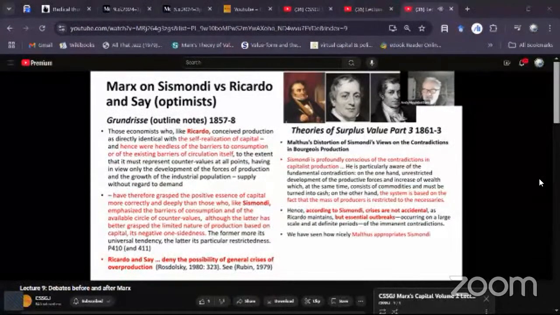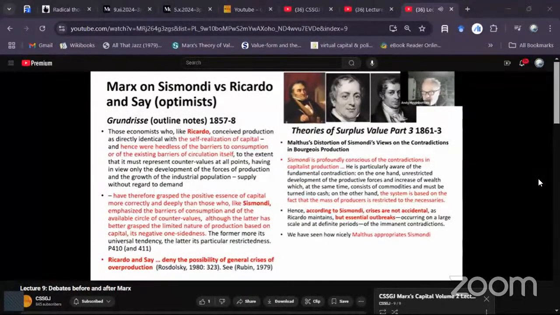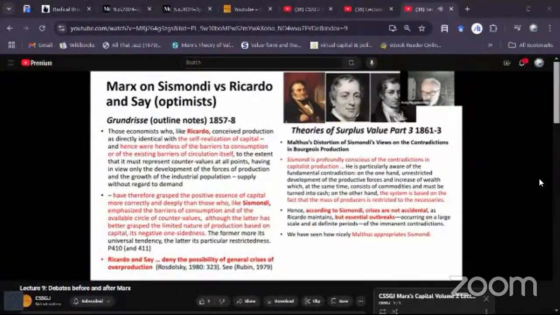So again, Marx has a double sort of opinion about this, right? He likes the fact that Sismondi sees the inevitability of crisis, but he doesn't agree with the cause of the crisis. The nature of the contradiction that Sismondi sees is different to the nature of the contradiction that Marx begins to develop, or is developing, especially around this time, right?